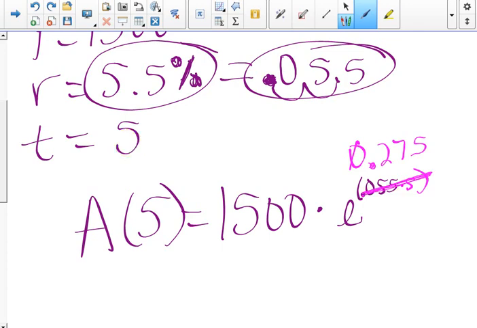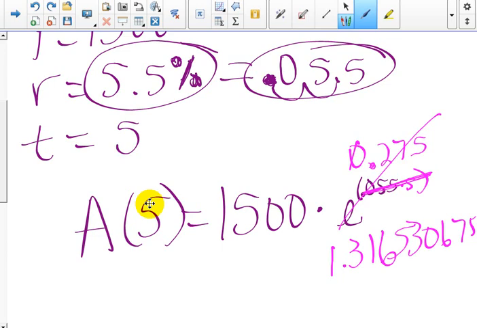Now, why don't you do e to the 0.275? So clear, press e to the x, which is second function, ln, and type 0.275, enter. And this is going to be 1.316530675.